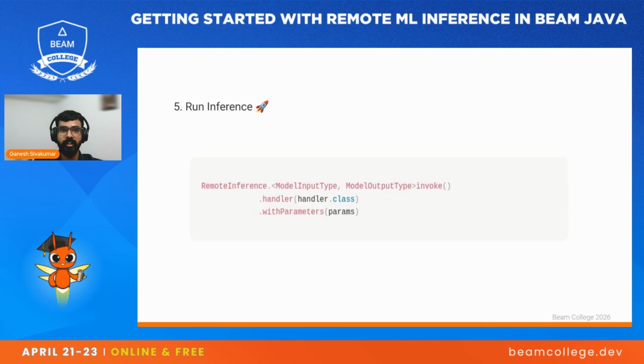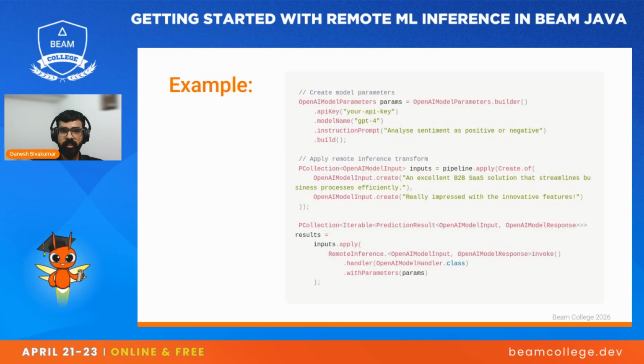And then it's just to run inference. It's pretty easy to use the transform, and everything we discussed in previous slides connects here with the input types and output types. You just need to call the invoke function, pass the handler class, and the parameters. This is a trivial example, and I just wanted to keep it simple. Here we define the model parameters and the prompt, create the inputs, and apply the remote inference transform on the inputs by passing the OpenAI handler class and the parameters that are defined.